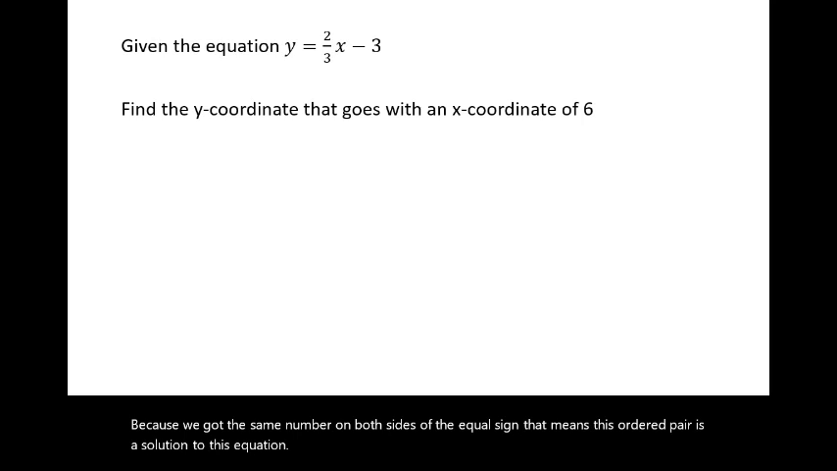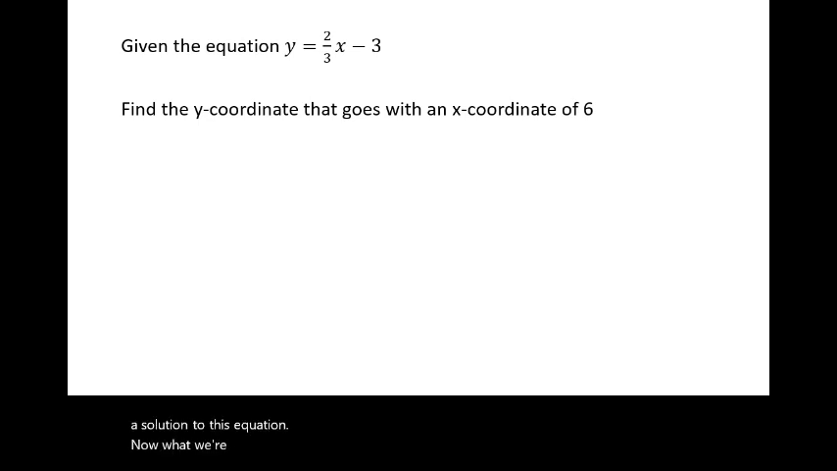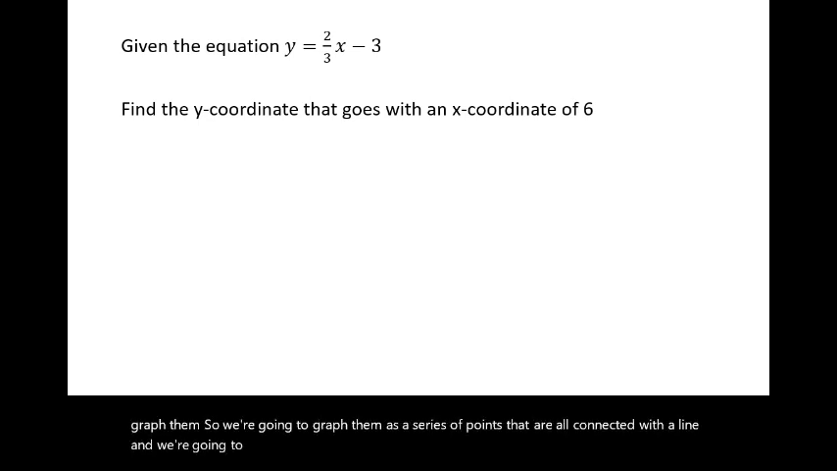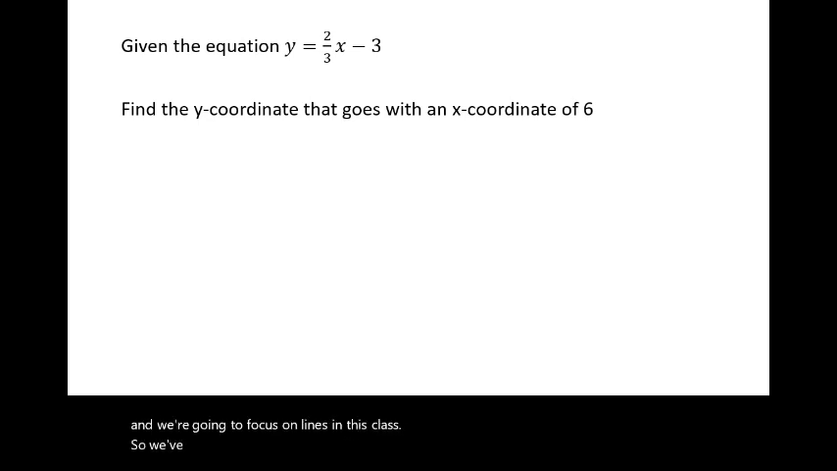Now, what we are also going to do with these two variable equations is graph them. We are going to graph them as a series of points that are all connected with a line, and we're going to focus on lines in this class. So we've got the equation y equals 2/3 x minus 3. There are a lot of solutions to this equation, and we're going to graph it as a line.